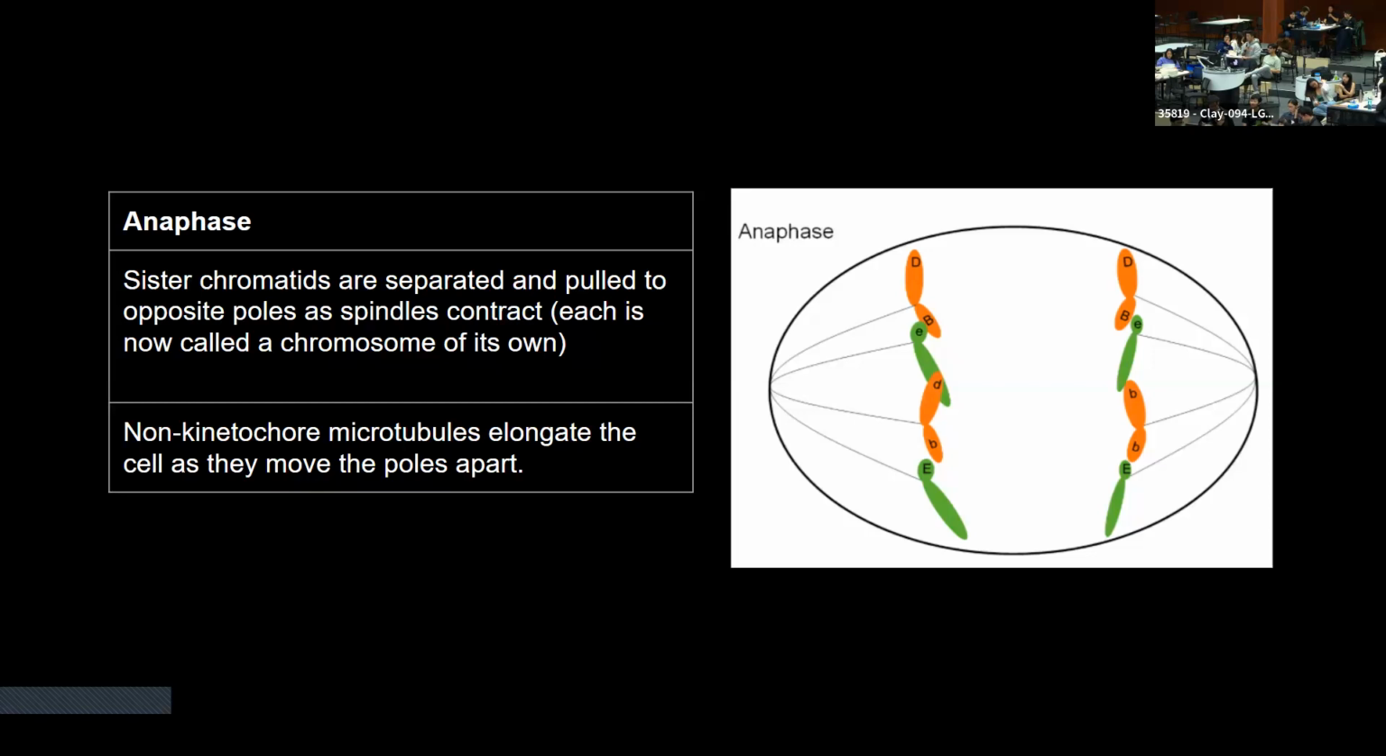Now, the non-kinetochore microtubules are going to be elongating the cell as they pull the poles apart. So they're not really on the diagram, but you can sort of imagine non-kinetochore microtubules at the left and right ends of the cell, sort of pushing it away, if you will, pushing the cell apart.